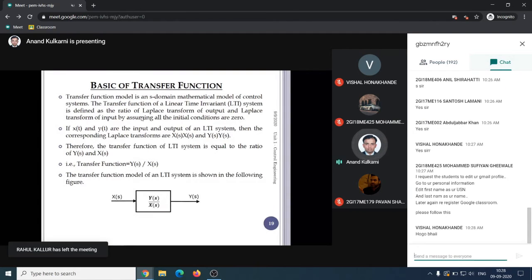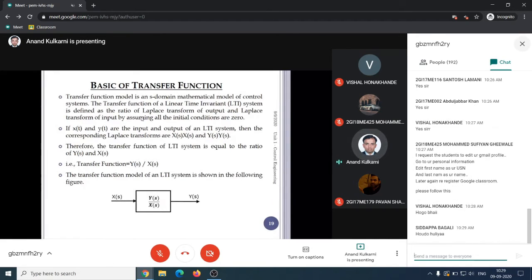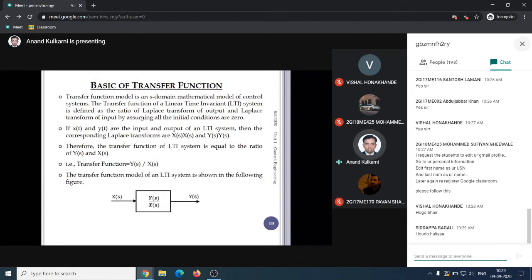Because unless we establish the relationship between input and output, it is not possible to design the system. For example, take a water heater. If you want the output temperature of the water as 60 degrees centigrade, how much input power has to be given to the system to reach 60 degrees centigrade? That relationship you want. So basically, how much power has to be supplied by a controller to a water heater to reach 60 degrees centigrade and keep within a certain tolerance band of that.